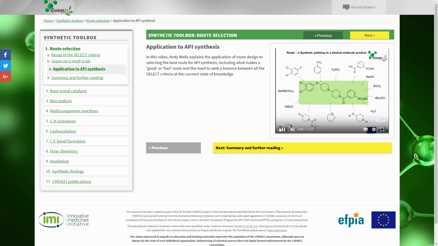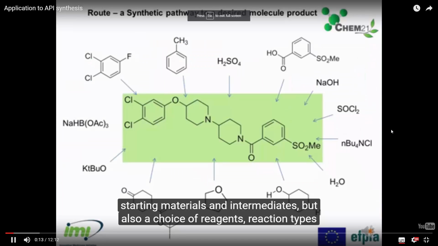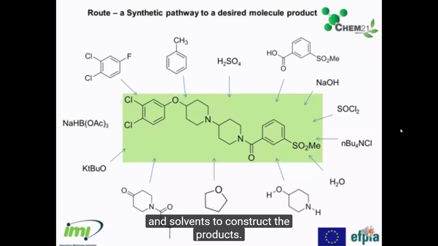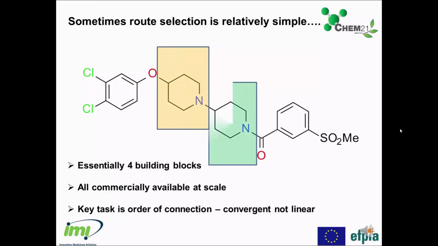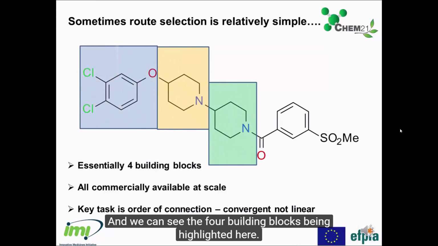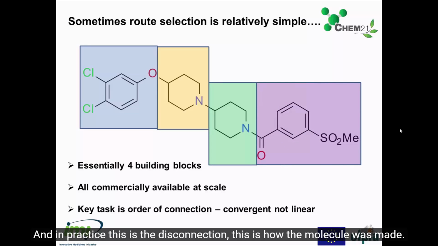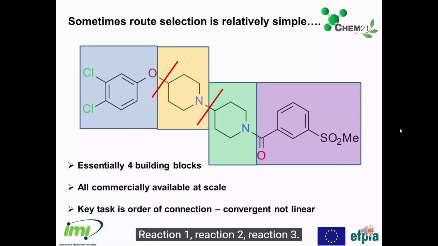for a few seconds. There are usually many synthetic pathways or routes to construct a given structure. There is almost always more than one route, and each route will have given starting materials and intermediates, but also a choice of reagents, reaction types and solvents to construct the product. And we can see the 4 building blocks being highlighted here. And in practice, this is the disconnection. This is how the molecule was made. So reaction 1, reaction 2, reaction 3.